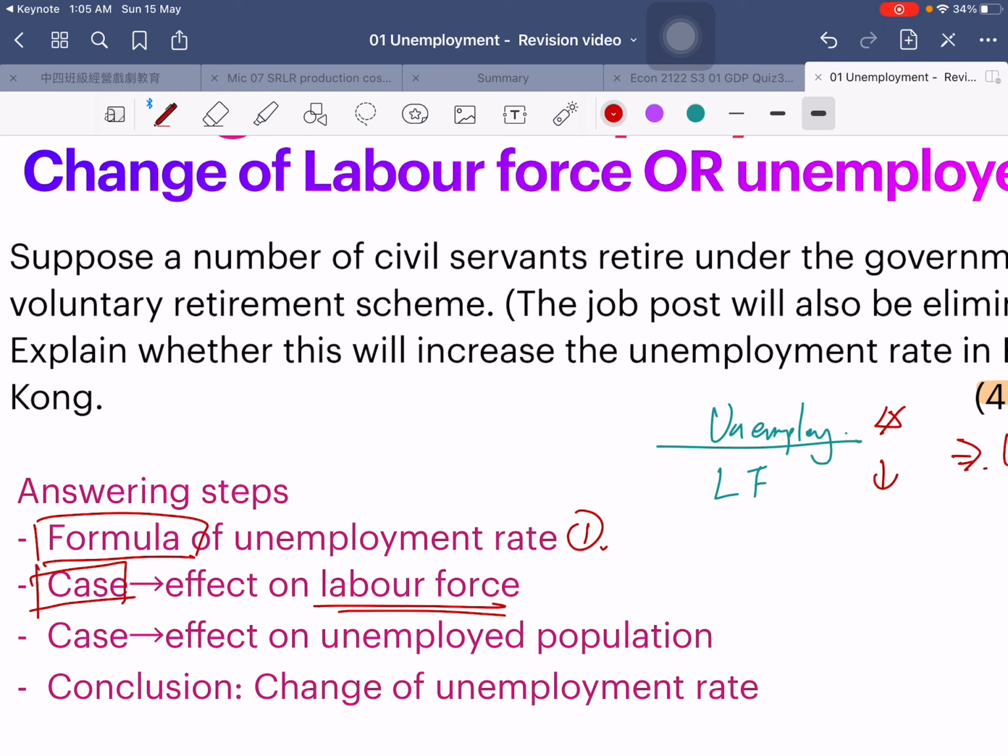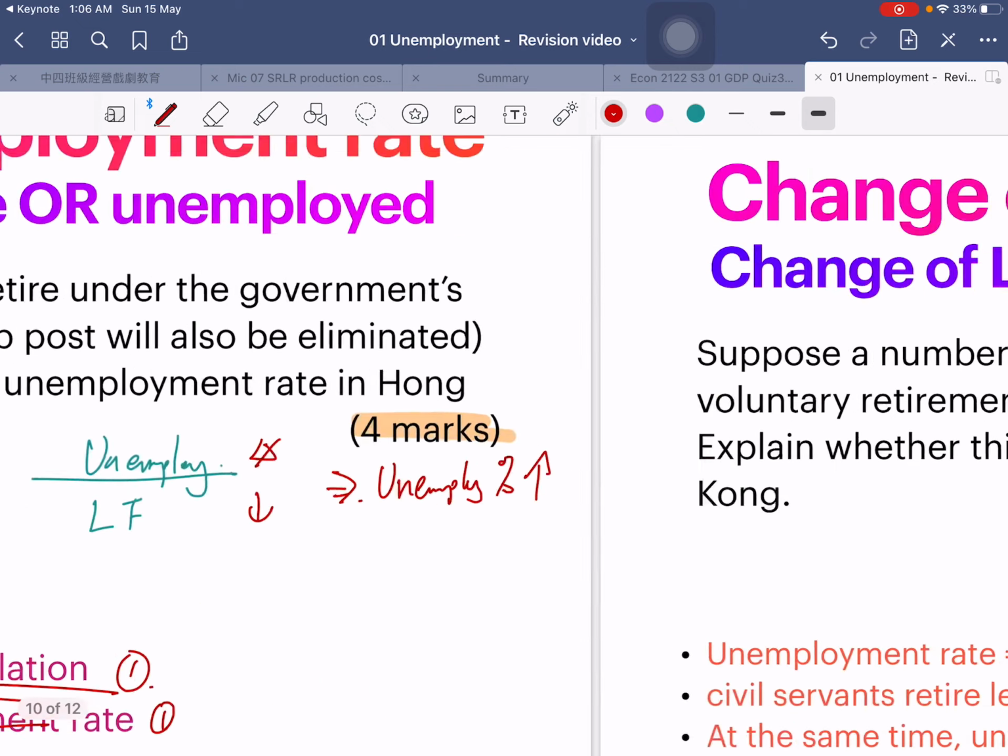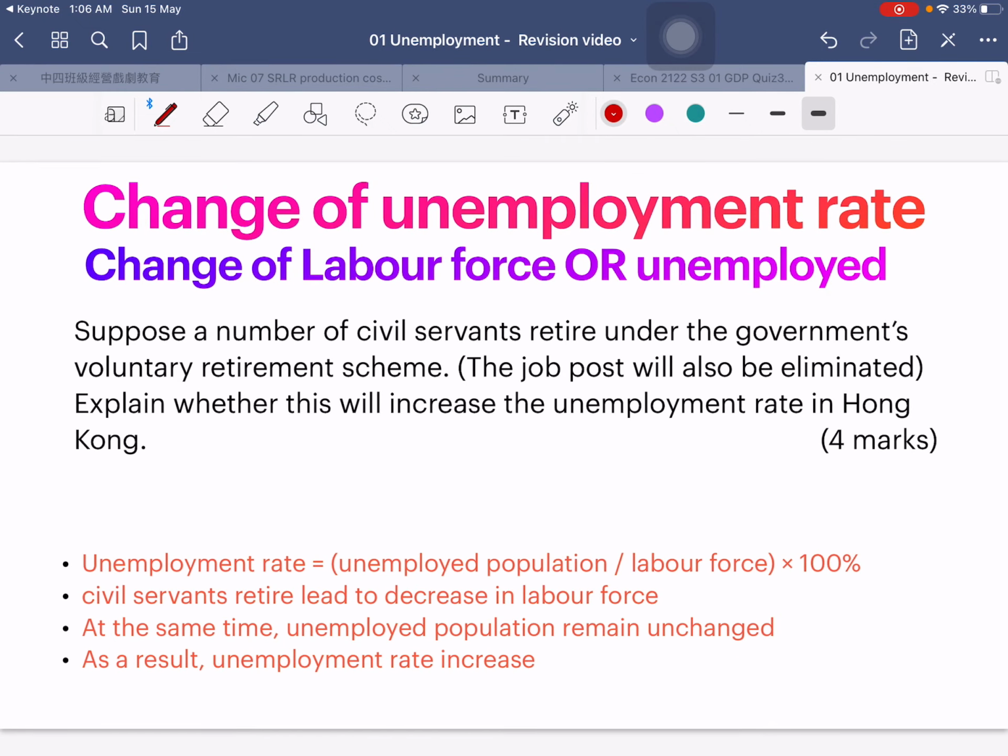Which part will let us know what happened to the labor force, and then secondly, which part will let us know what happened to the unemployed population, and then the conclusion, what happened to the unemployment rate. Okay, that will be 4 marks. So a sample answer is here. You can refer to that, and actually you can find it in the exercise. I give you several questions as your example.